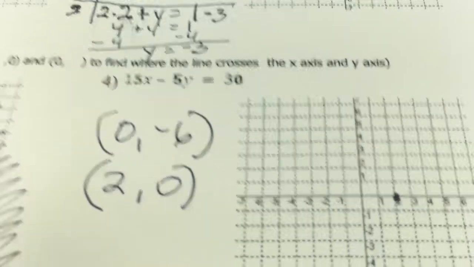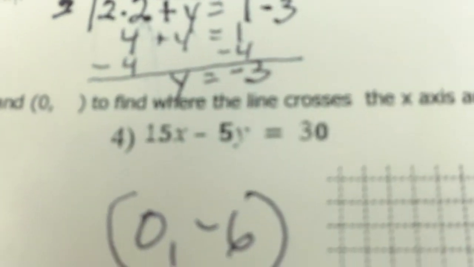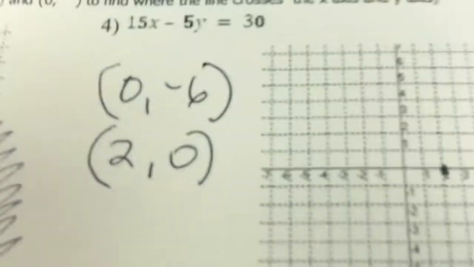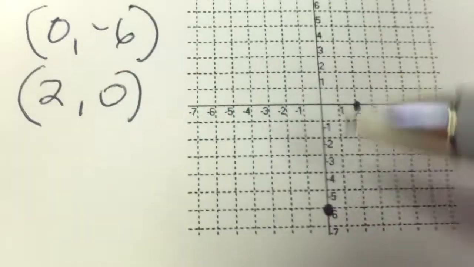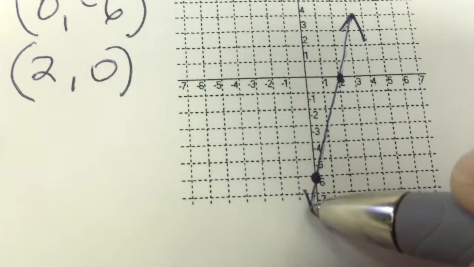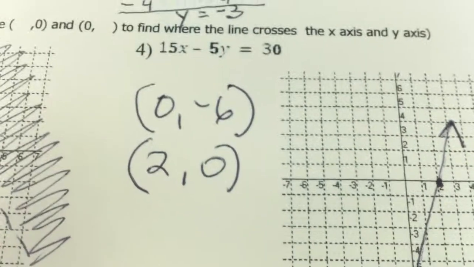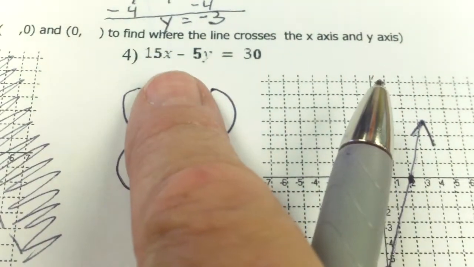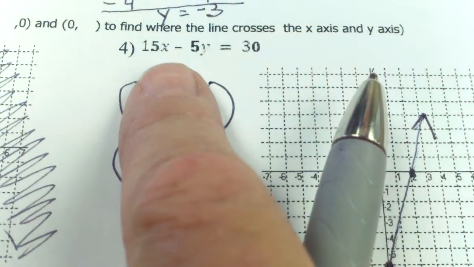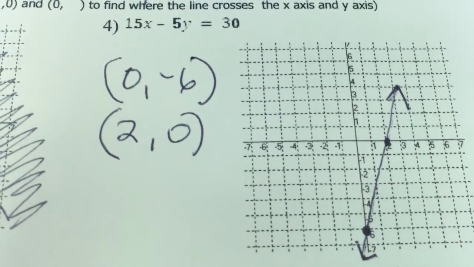Is it an inequality? No, it's an equation, so I don't have to worry about solid or broken or shading or anything like that. So we're just going to graph it by connecting these 2 points. Now if you wanted to check that, you could put this in the slope-intercept form and graph it again and see if you get the exact same graph. I think that would be brilliant.